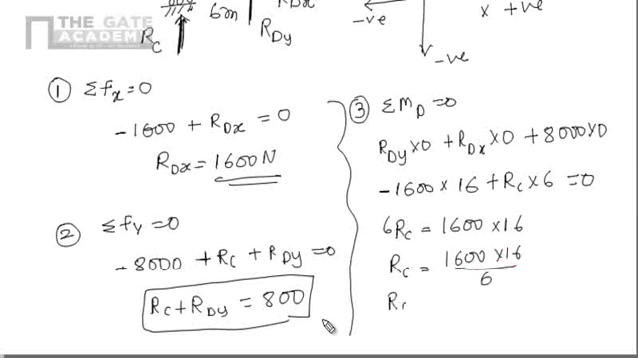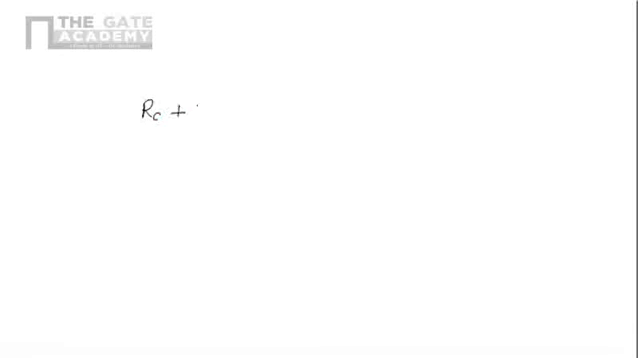So we will get RC equals to 4266.7. So our value of RC is 4266.7. So this way we can find out the value of RC. So the relationship between RC and RDY, that is RC plus RDY equals to 8000. So here I can put the value of RC, that is 4266.7.